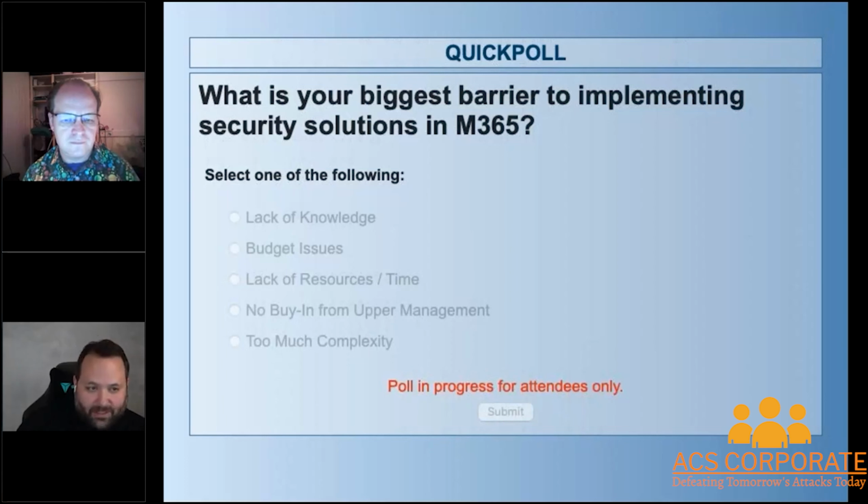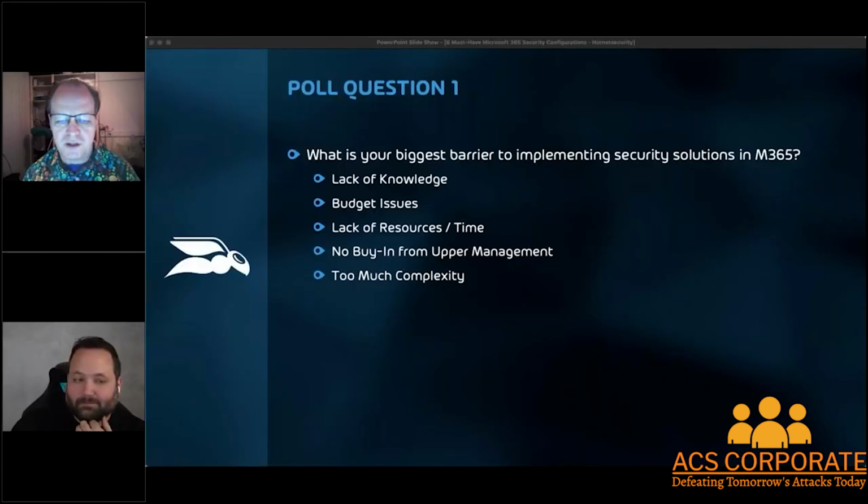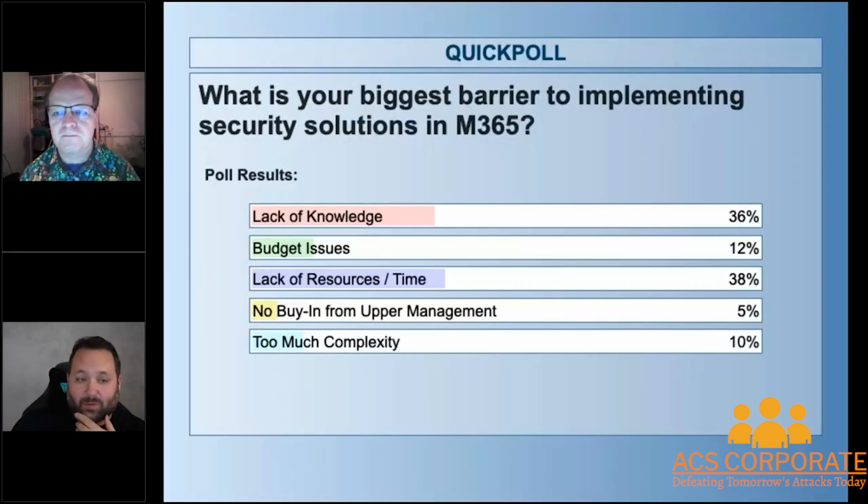So you've got lack of knowledge here, budget issues, lack of resources/time, no buy-in from upper management, or too much complexity. I think our prediction on Tuesday when we launched this, Paul, was lack of resources/time as the top one. Do you think that stands for this one too? I think it does myself. Yeah, I think so too. Although lack of knowledge was very close, I think. It was. So let's see where we ended up here.